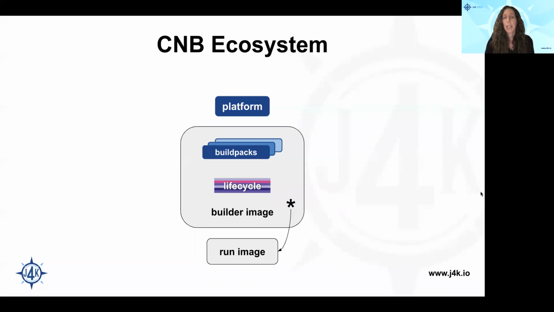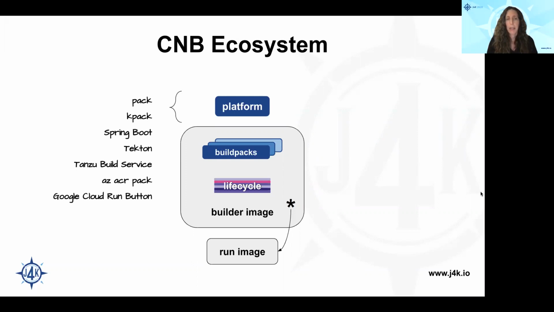Speaking of the ecosystem that has been growing around this, from a platform perspective, the Cloud Native Build Packs project itself provides a CLI called Pack. That's the reference implementation for a platform. There's also a service called Kpack, which is a system that you install on Kubernetes. You configure it declaratively, as opposed to Pack, a CLI that is imperative in nature. So Kpack is declarative in nature, and it can operate at scale and monitor many code repositories, build them, etc.